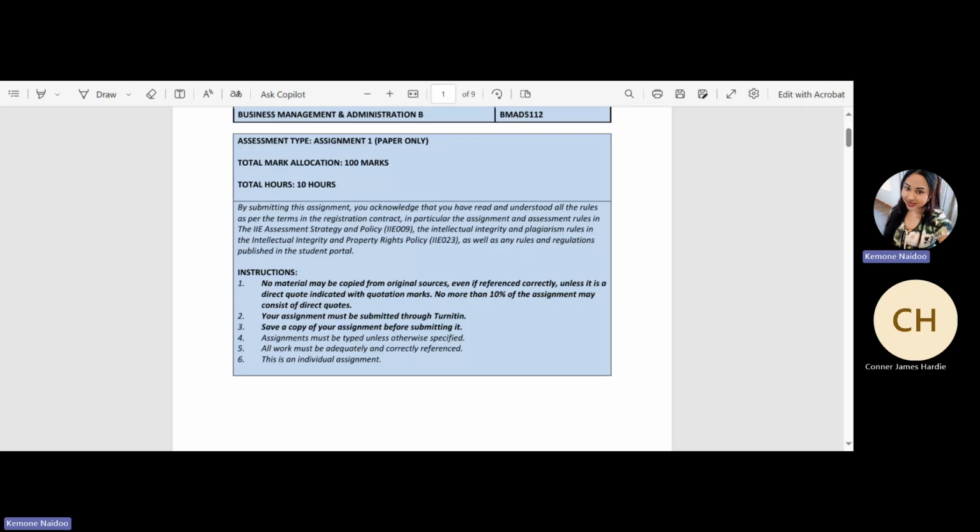So, for example, some of the instructions here: this is an individual assignment, so you're doing it on your own, and this is known information, but we shouldn't be copying from any original sources. That means even if you reference something that you've taken from a source, you shouldn't be taking it word for word. You should always be paraphrasing. So always make sure that you put it into your own words before you actually put it into your assignment.